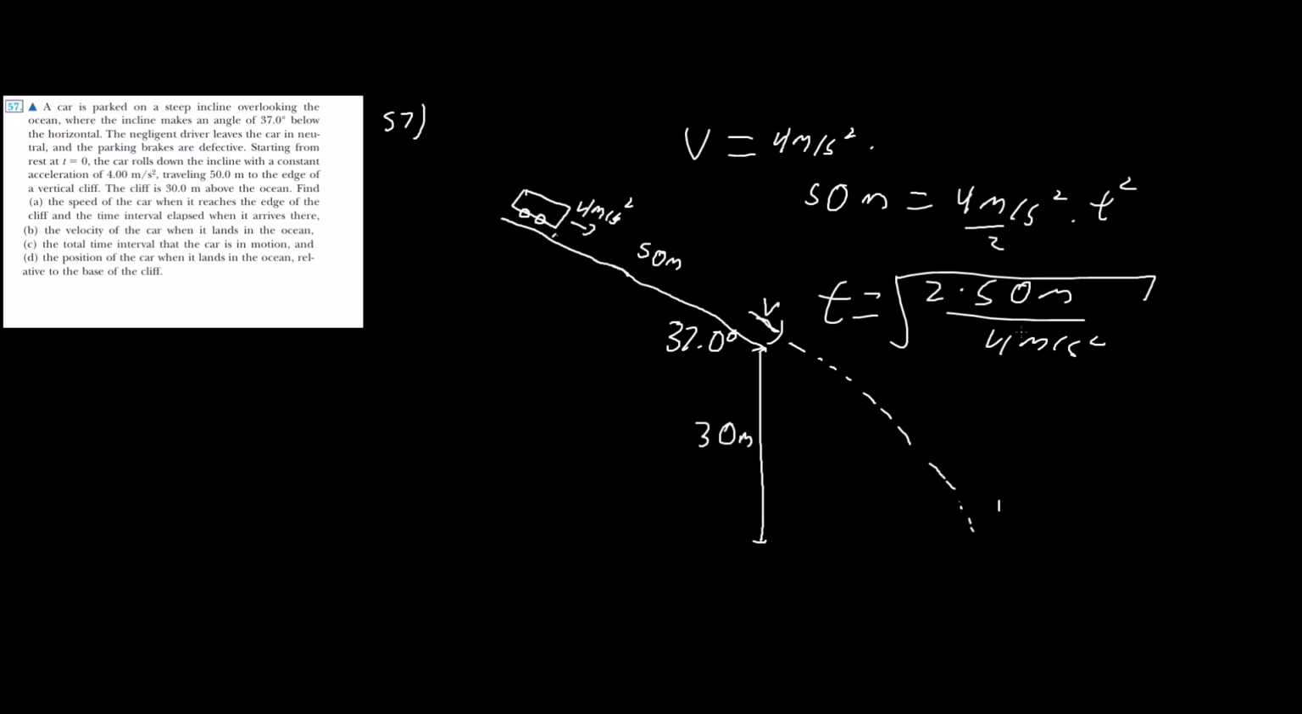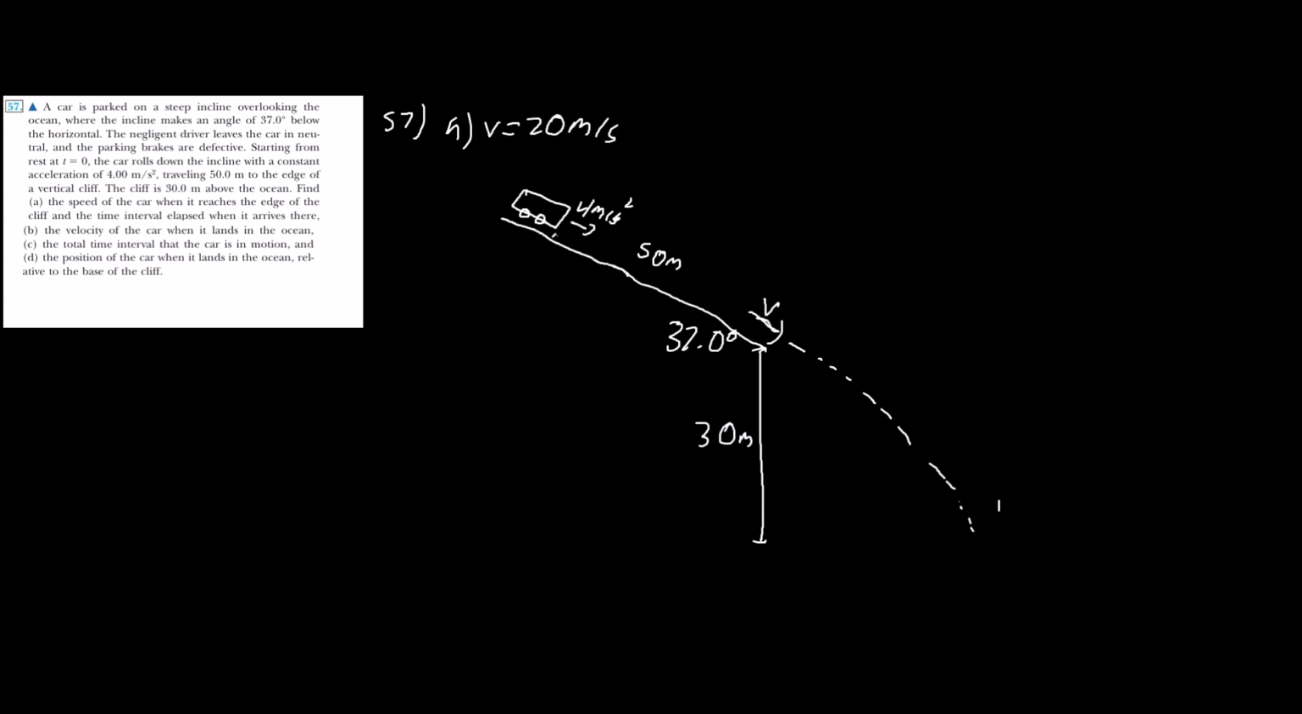All right, so let's plug that in. That's the square root of 2 times 50 divided by 4, square root the thing, 5 seconds. Oh, that's a nice number. So the time it takes to reach the edge is exactly 5 seconds. 5 times 4 is 20 meters per second. So the speed for part A is 20 meters per second. Beautiful. All right, we're done.